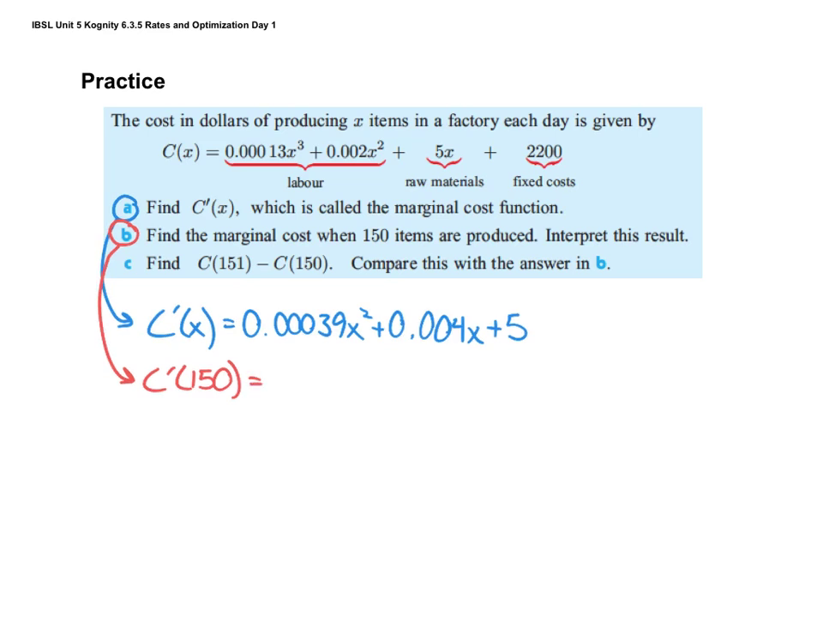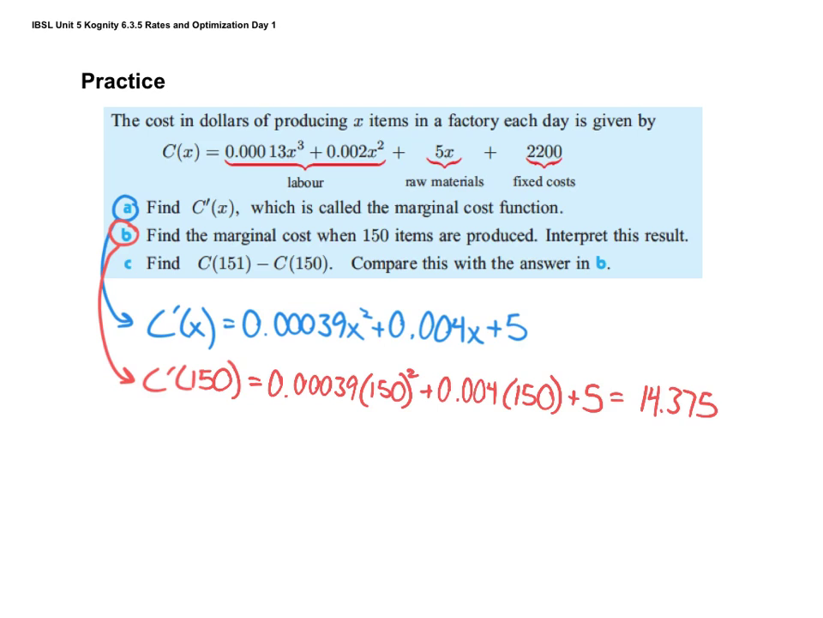And you'll want your calculator for this, so get those out if you don't have them out already. So 0.00039 times 150 squared plus 0.004 times 150 plus 5. Okay, what'd you get? 14.375. Okay, now what does that mean?